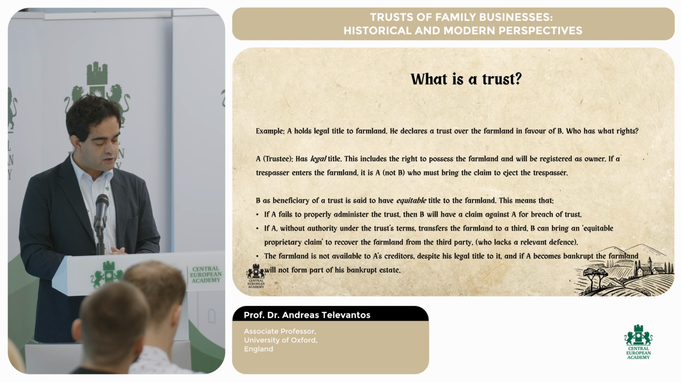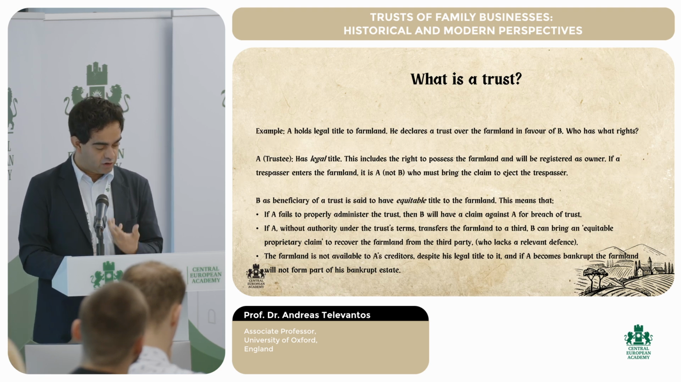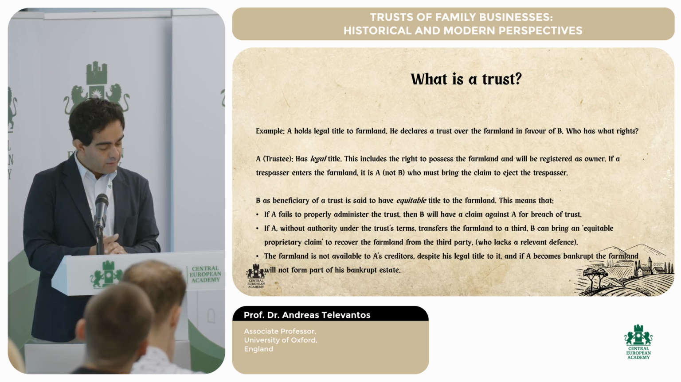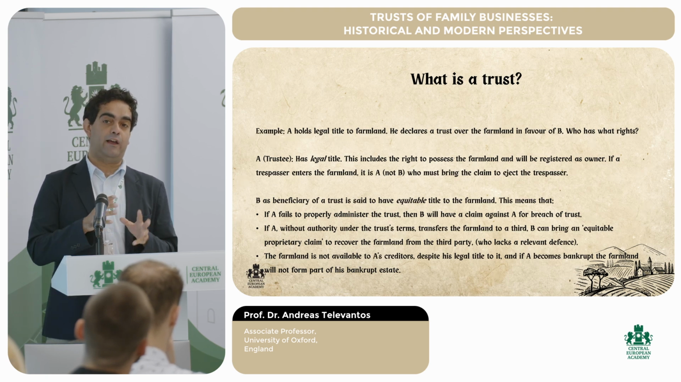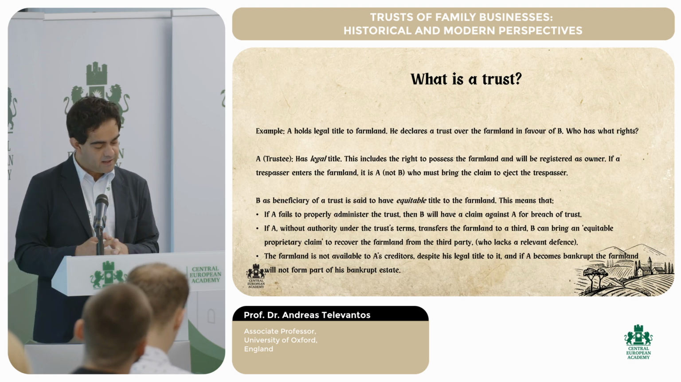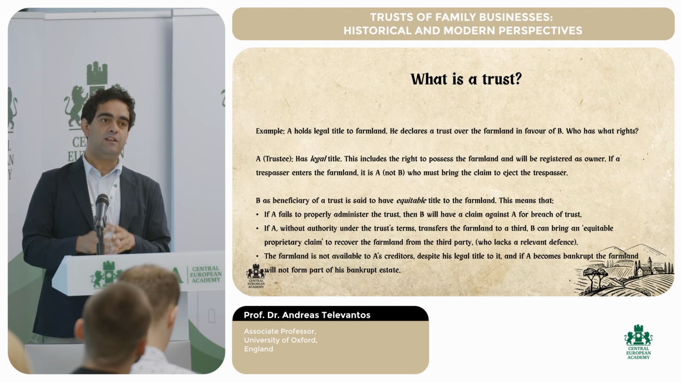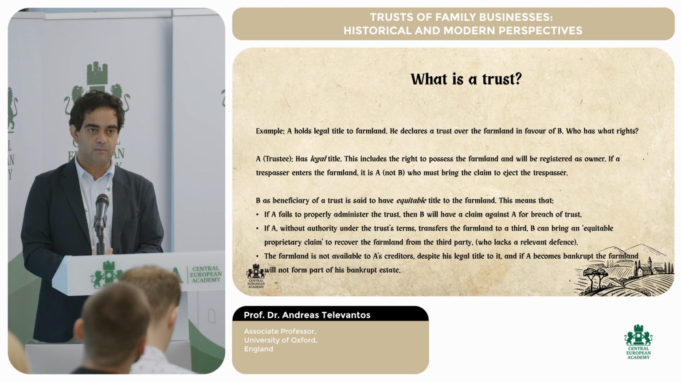Well, as a beneficiary of a trust, B is said to have equitable title to the farmland, rights that were historically recognised by the courts of equity. And today this means the following. First, if A, the trustee, fails to properly administer the trust according to the terms on which he's declared it, then B will have claims against A for breach of trust. Now, that's not very surprising. That just sounds like an agency or a contractual relationship.